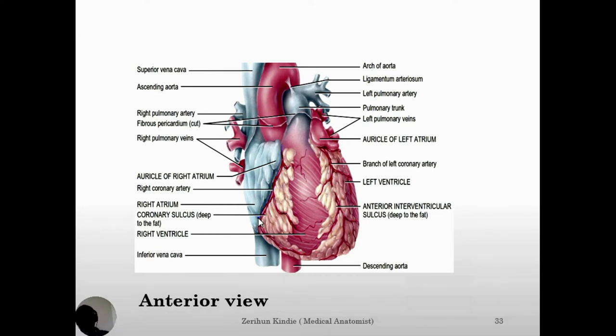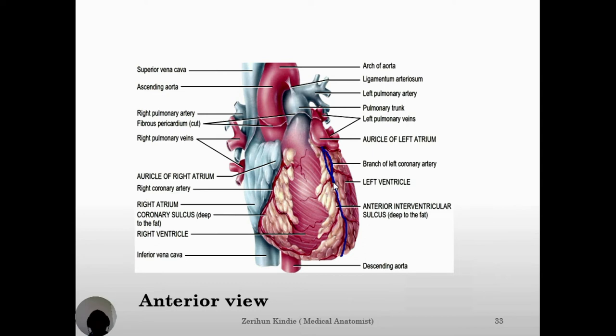So how can you differentiate the left ventricle from the right ventricle? This one is the right ventricle, we can say, but how can you be sure? First we should find the anterior and the posterior interventricular groove. This is the interventricular groove.